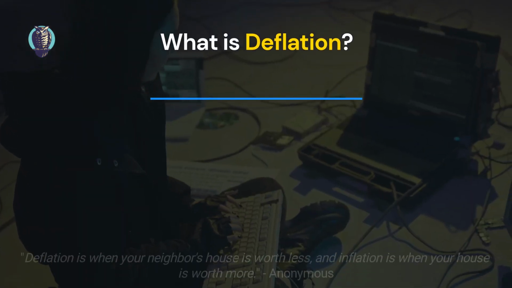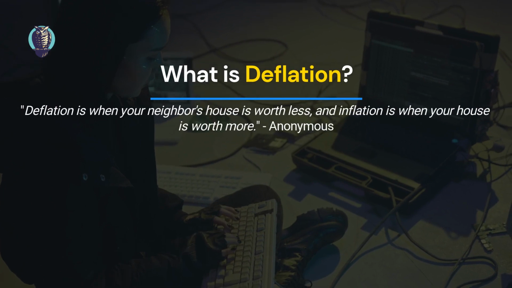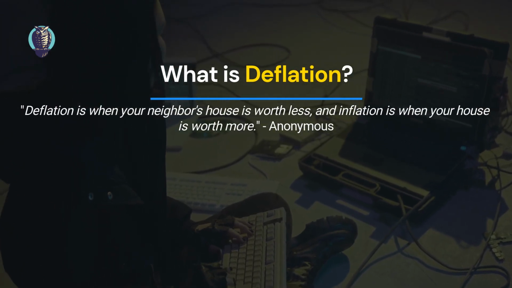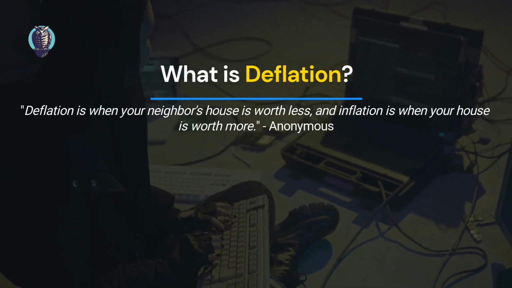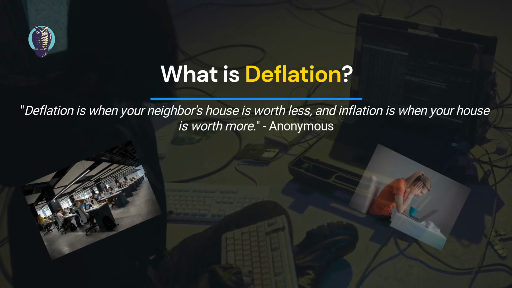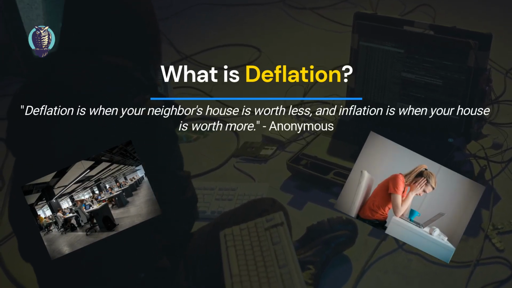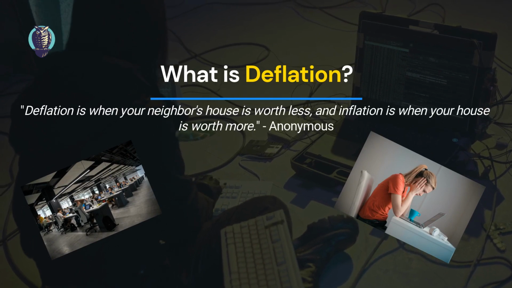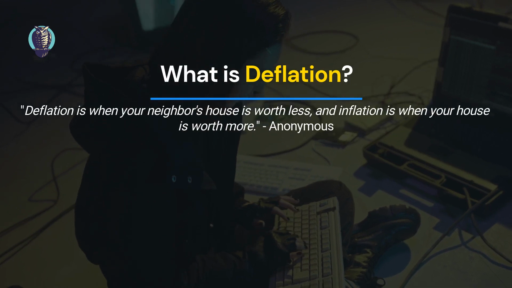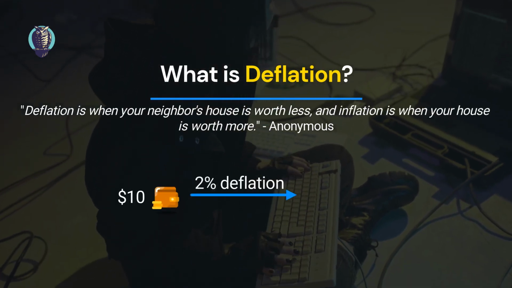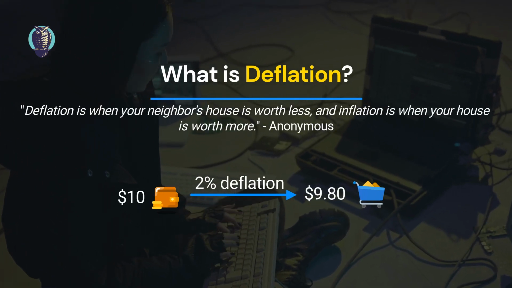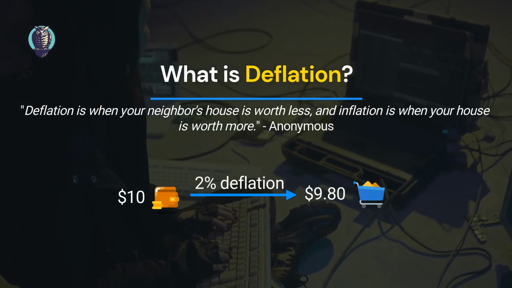While inflation and deflation are opposite phenomena, inflation can erode your purchasing power over time, making it more expensive to maintain your standard of living. Deflation, on the other hand, can make it harder for businesses to make a profit, leading to job losses and economic instability. It's important to understand how inflation and deflation work and how they can affect your financial goals. Let's take an example. If you have $10 now and deflation is 2%, you might only need $9.8 next year to buy the same things you could buy for $10 this year.